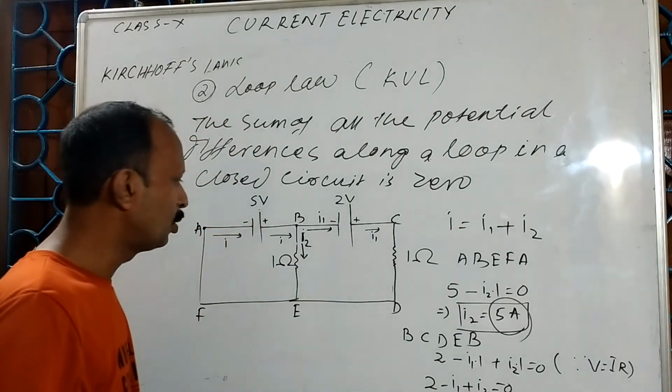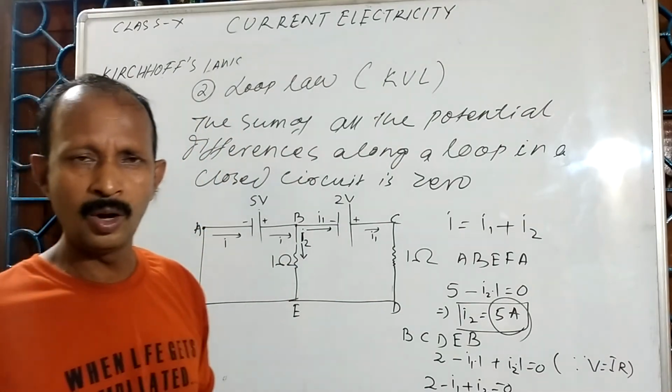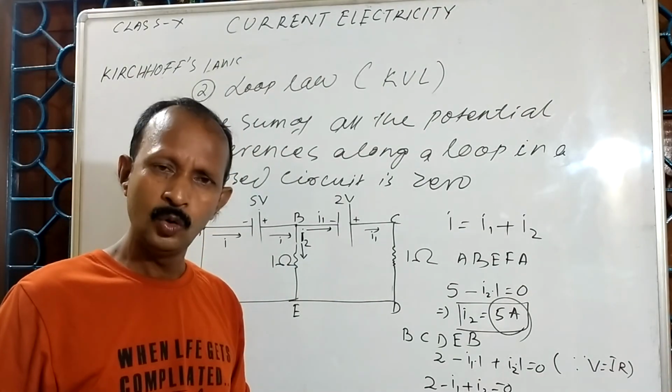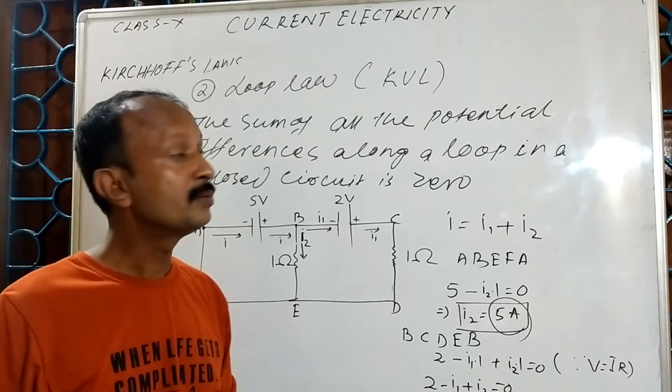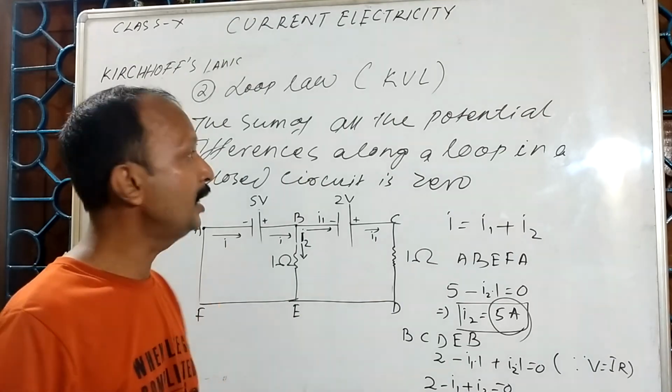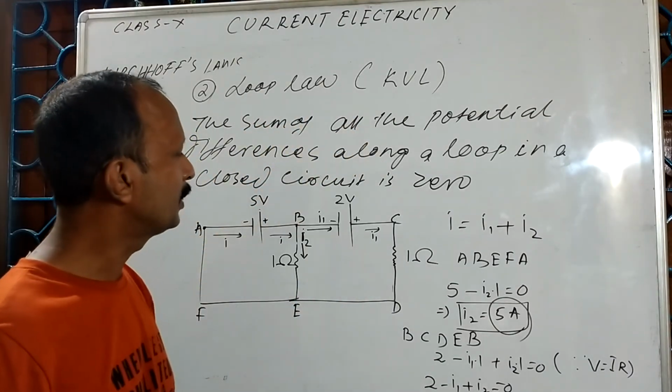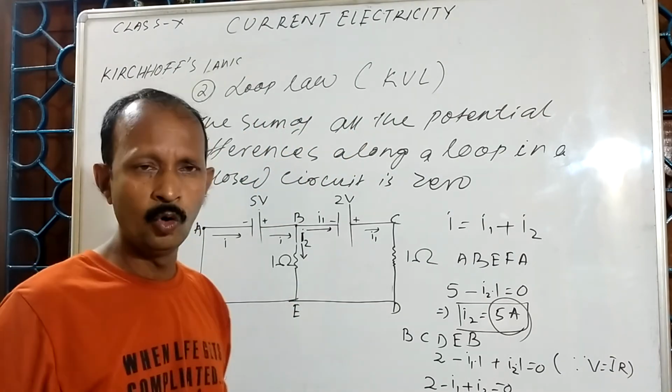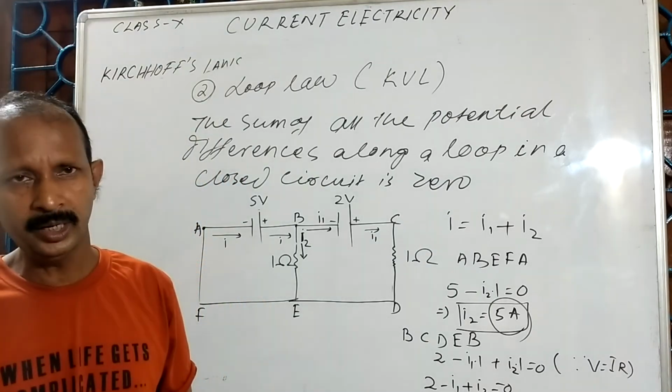So this is about Kirchhoff's two laws. First one is the junction law, that is called KCL. Second one is the loop law, that is KVL. I hope that you understood it.